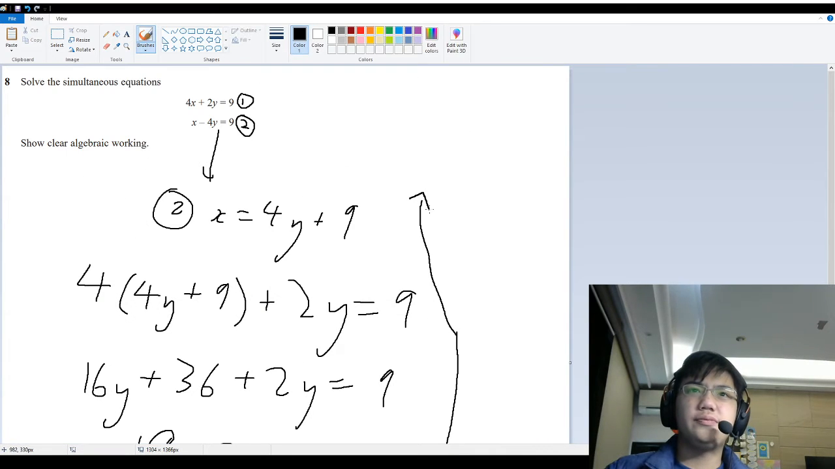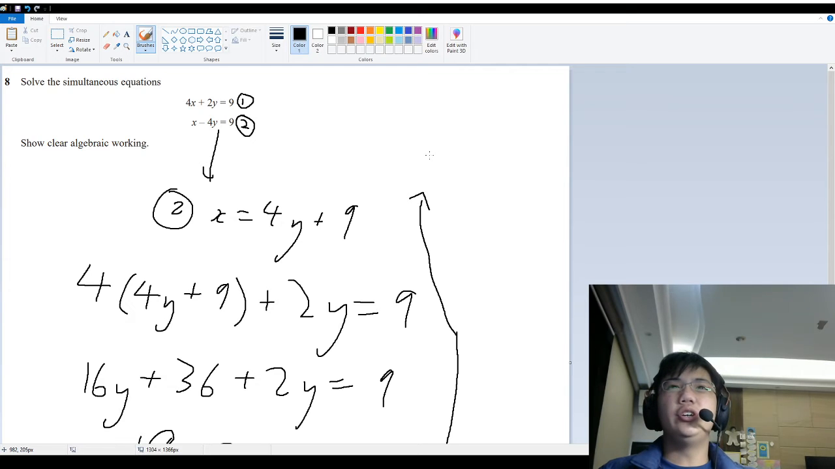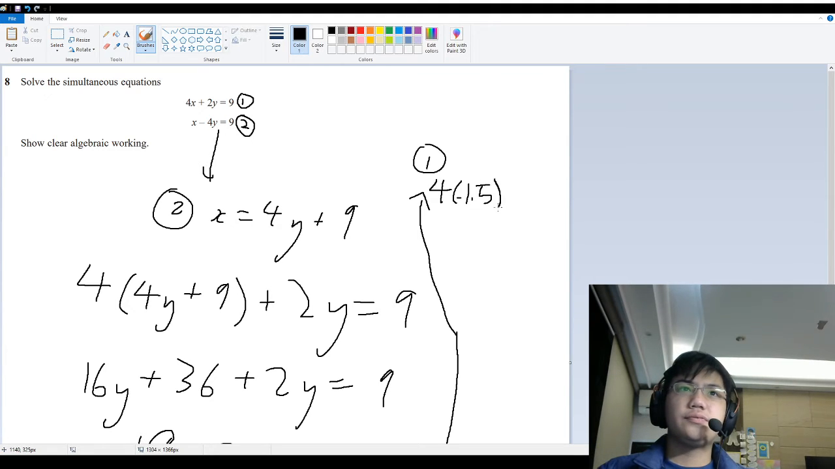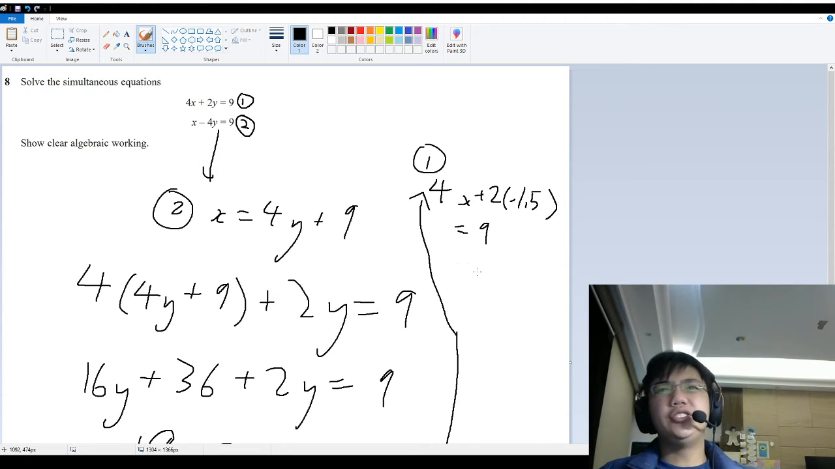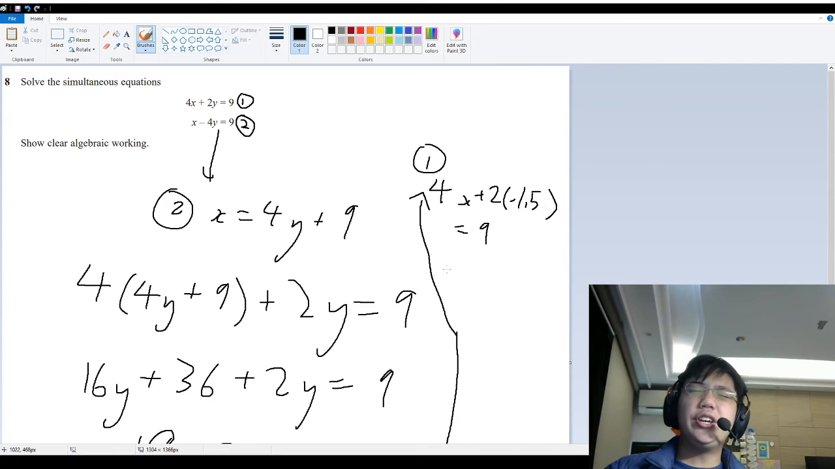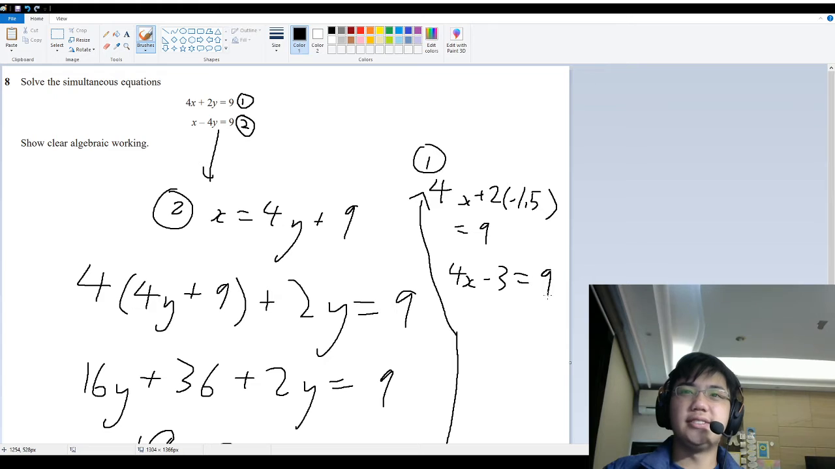Now we need to do the same for x. So bring this to the top. For example, we use equation 1 to solve for x. So we know the value of y is negative 1.5. So 4x plus 2 times negative 1.5 equals 9. The next step is to rearrange this equation to solve for x. So 4x plus negative 3 equals 9. 4x equals 12, and therefore x equals 3.